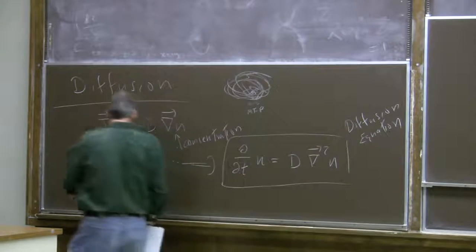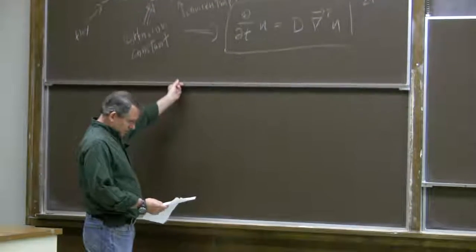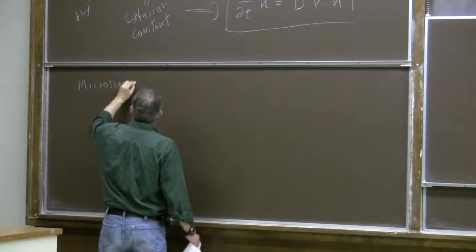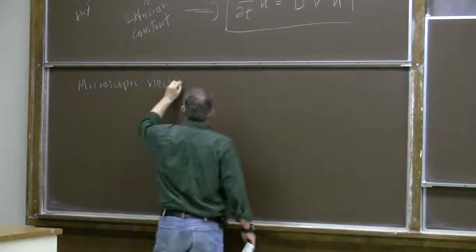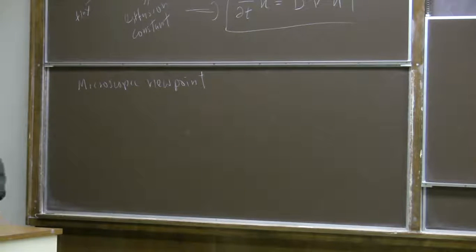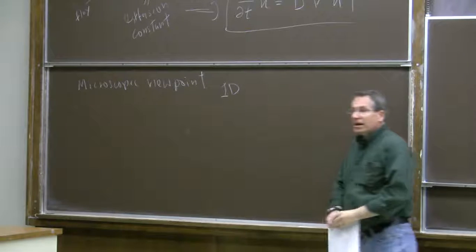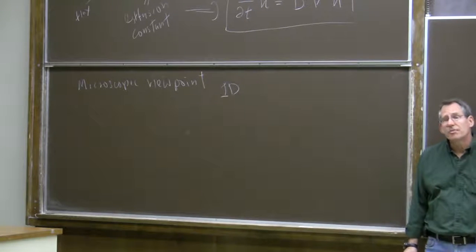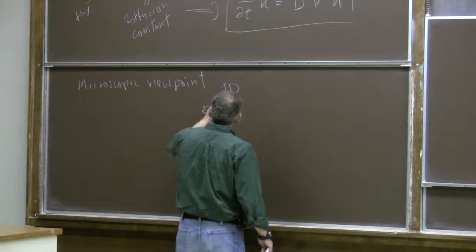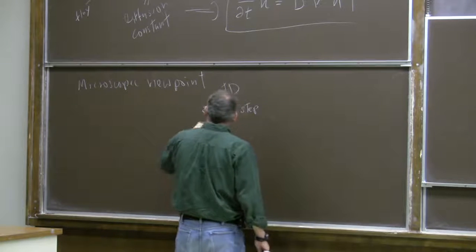We discussed last time how the diffusion equation can be derived or interpreted from a microscopic viewpoint. In fact, we can think of it as an equation which governs the probability distribution for particles in the system. So, to keep things simple, suppose we have a one-dimensional system, and we think of the particles as making a random walk. There's some characteristic time for the direction of motion to be reset. I'll call that epsilon, the time step. Or if you like, the reset time.